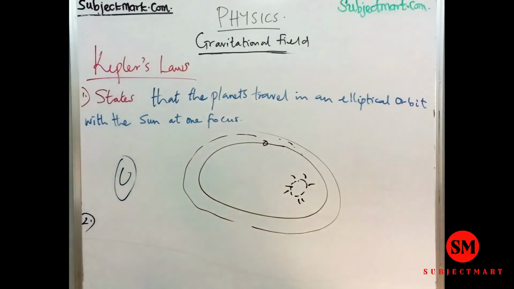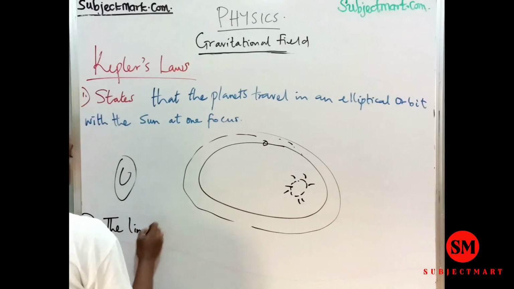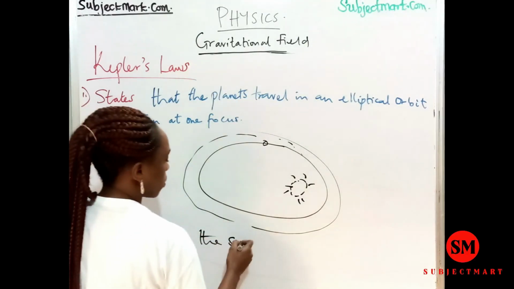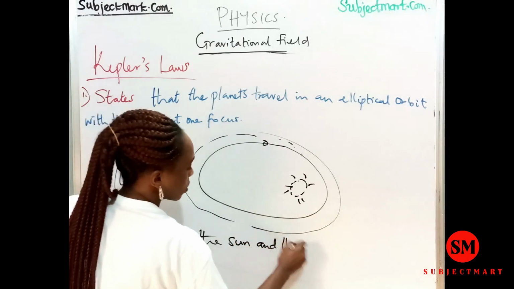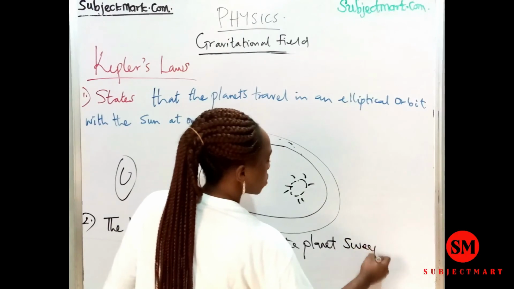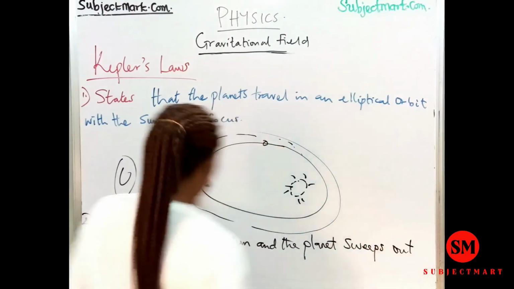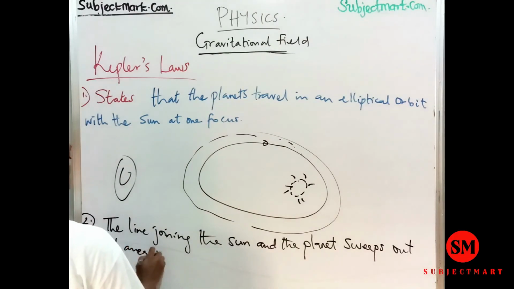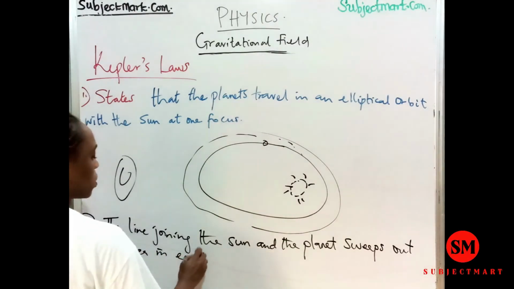Now the second law states that the line joining the sun and the planet sweeps out equal areas in equal time. The line joining the sun and the planet sweeps out equal area in equal time.